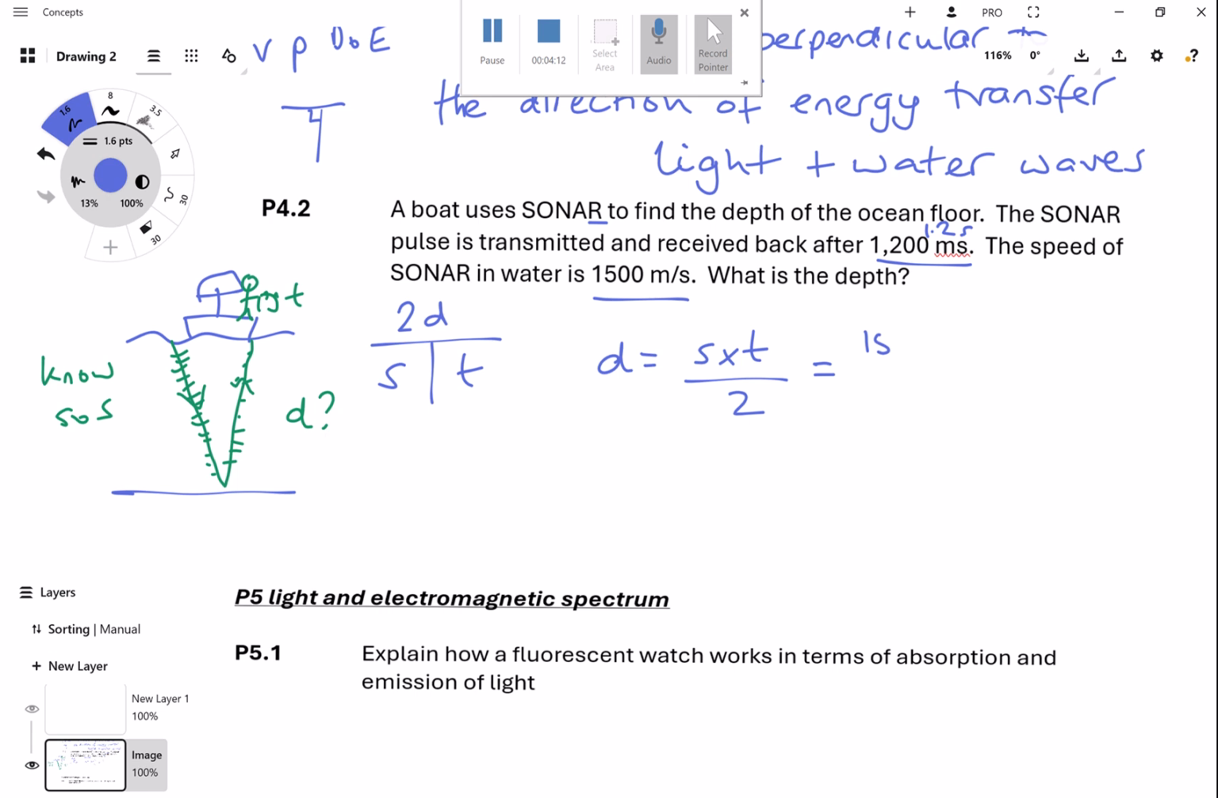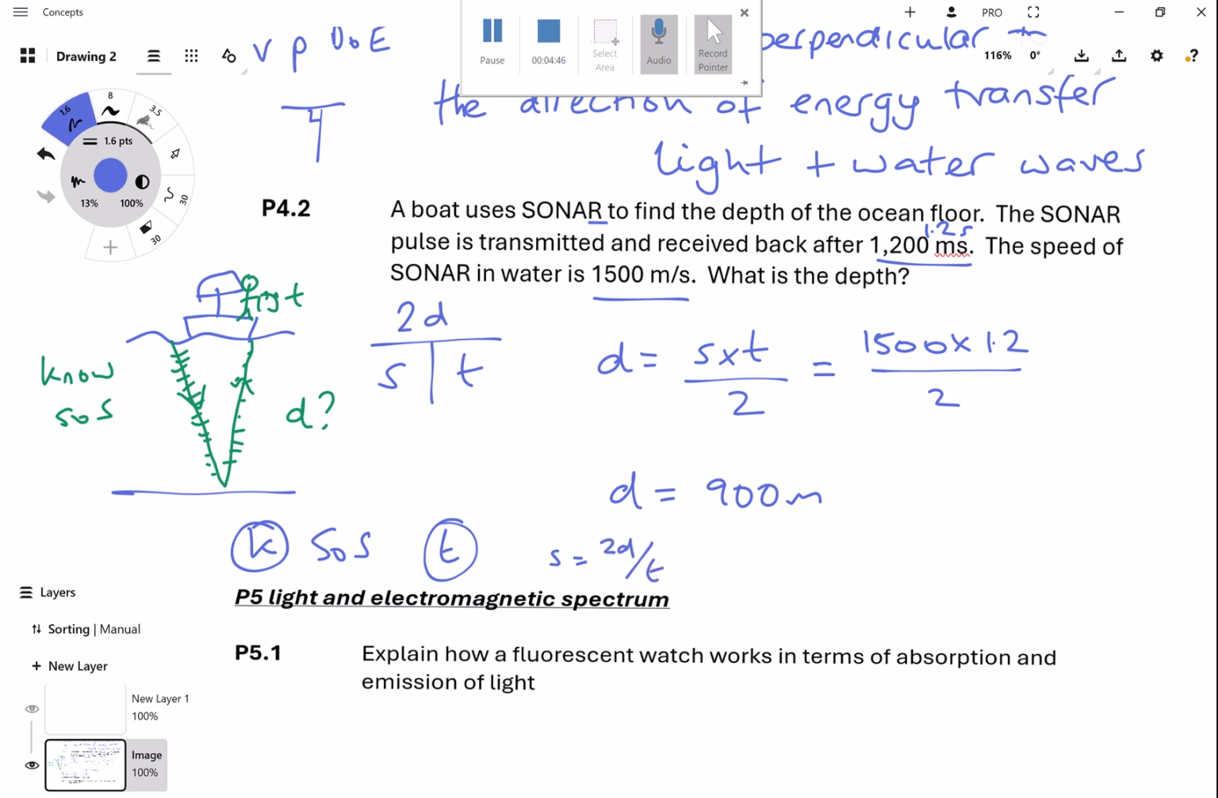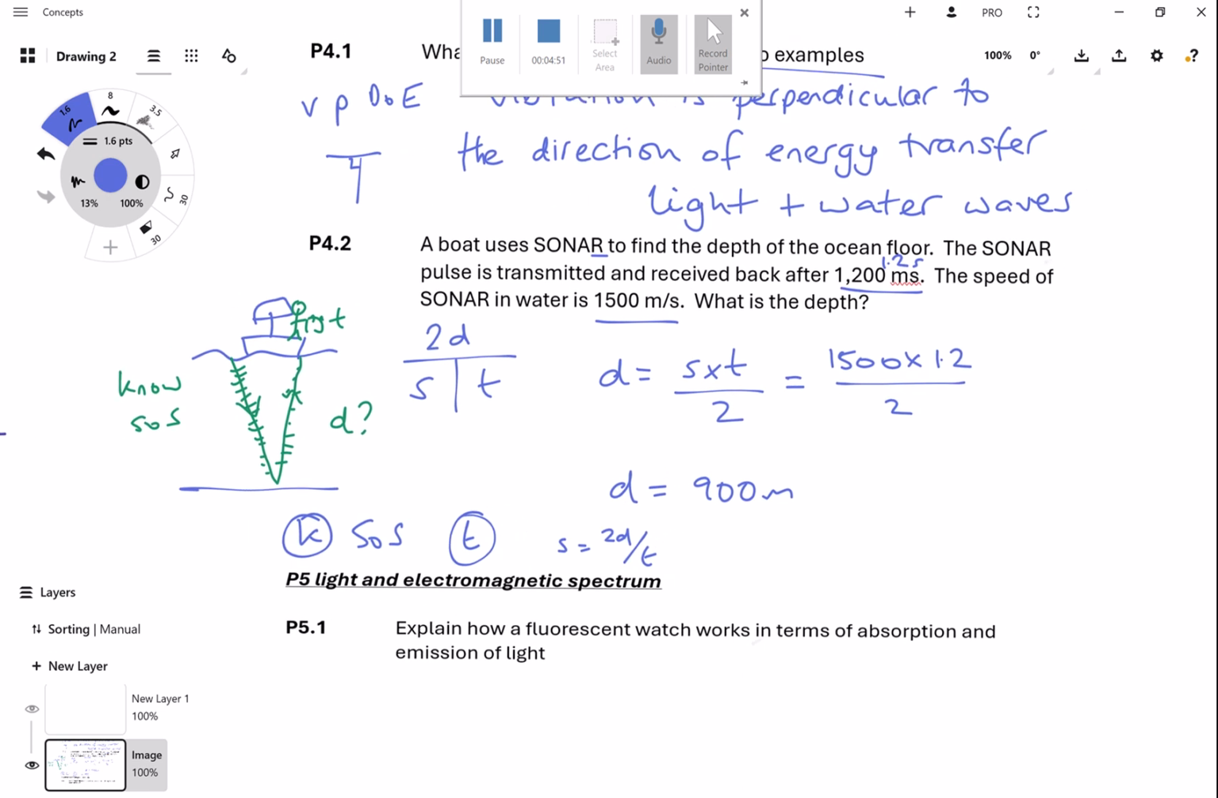So that's going to equal 1,500 times the time, which is 1.2 seconds, divided by 2. I'll just put that in the calculator now. 1,500 times 1.2 divided by 2. And we've just worked out that the depth equals 900 meters. So in essence, how does this work? We know the speed of sound, we're going to measure the time, and then we're going to use speed equals two lots of the distance divided by the time to help us work anything out. So that's that in terms of types of waves and how to use echolocation.